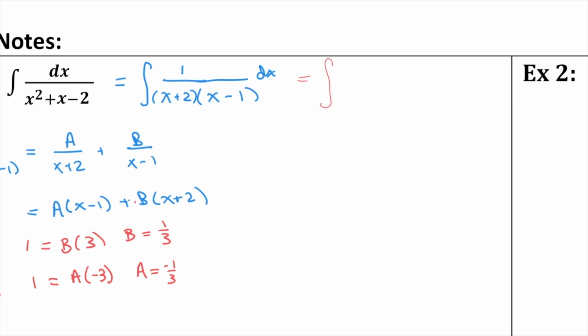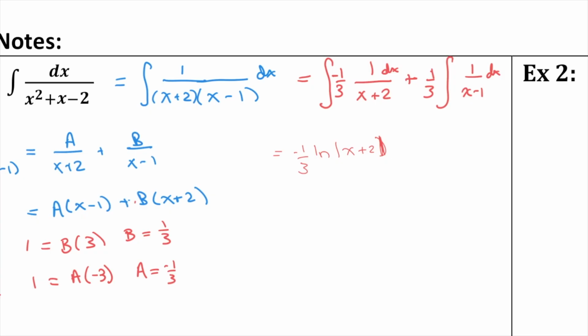We'll have the integral. Now the A value has to go with your 1 over your x plus 2, and I'm going to multiply this by -1/3. And then we will have plus, the B value is 1/3, and then we're going to rewrite that as 1 over x minus 1. Oh, don't forget those dx's, get those in there. Then you integrate, we have -1/3 natural log, absolute value of x plus 2, plus 1/3 natural log absolute value of x minus 1 plus c.